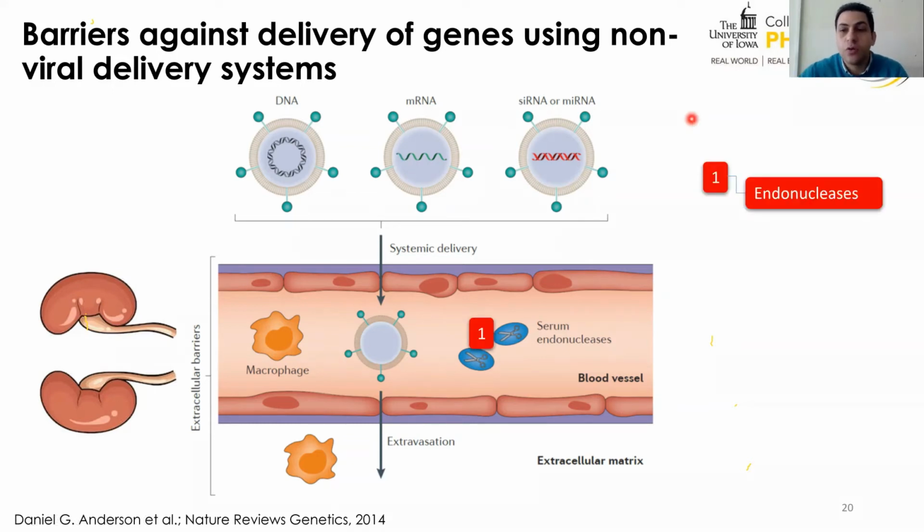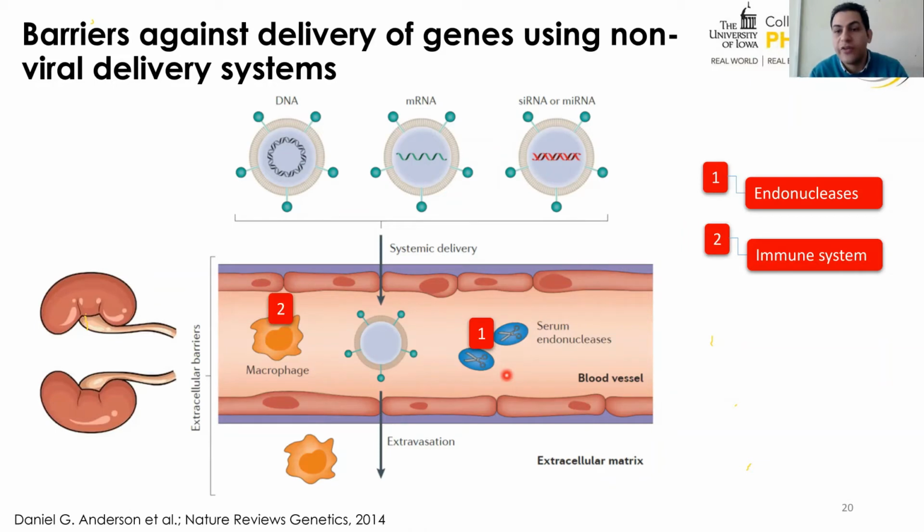The first one is called endonucleases. And endonucleases are enzymes in the circulation that break any kind of foreign genetic material. So if you are delivering your formulation inside the body, you have to make sure that your gene is fully protected, your DNA or siRNA is fully protected from these endonucleases. So you have to keep this in mind when you start designing your delivery system.